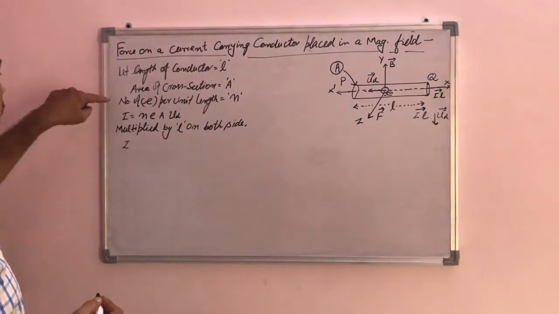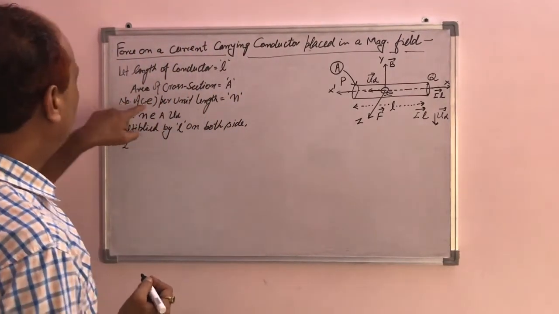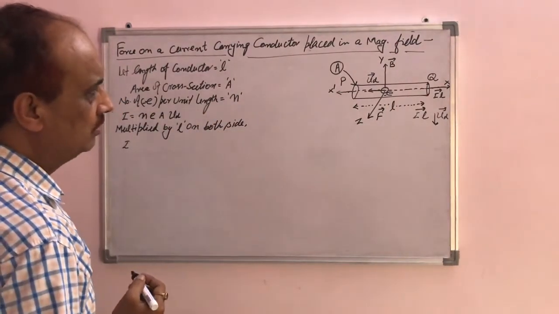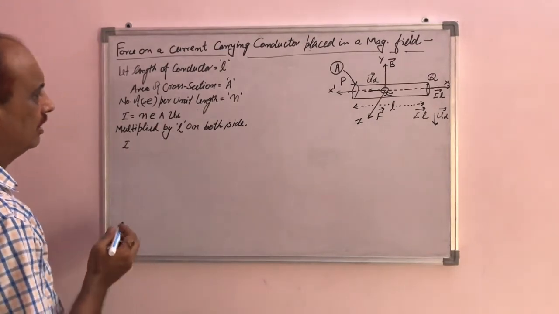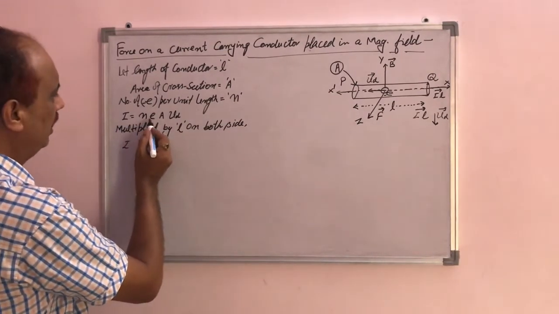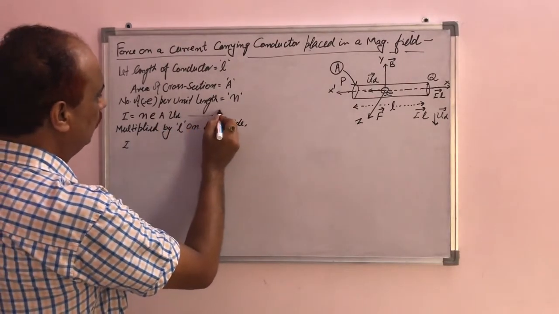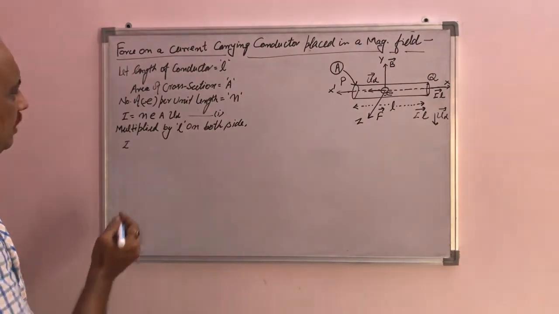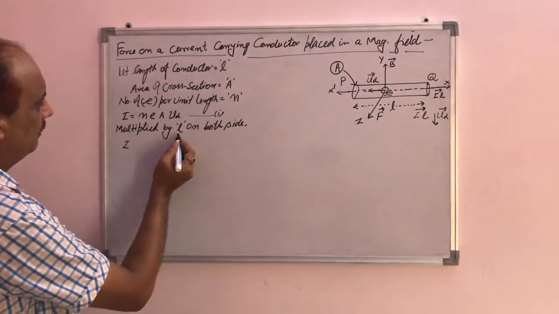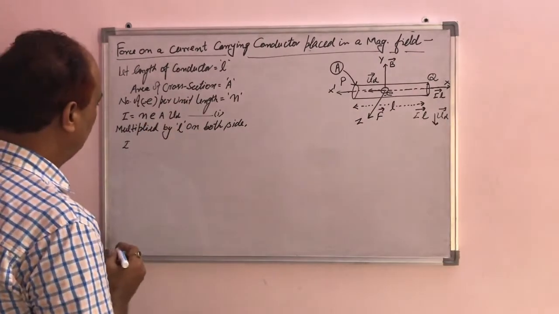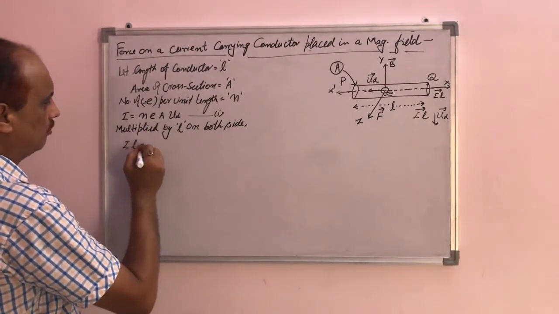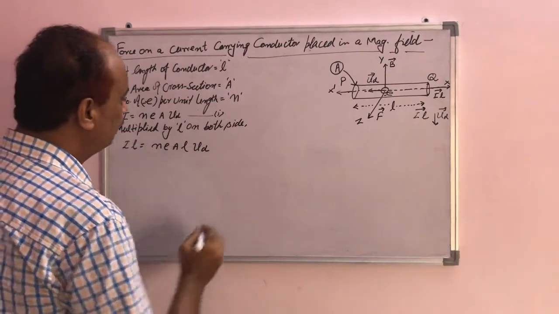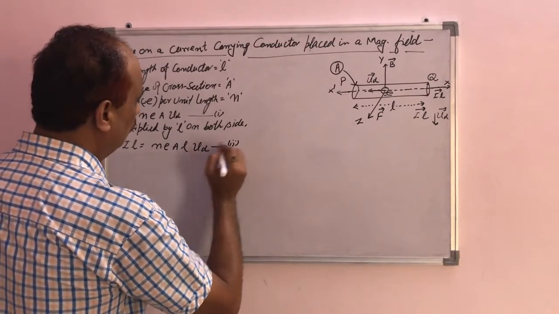Now, if the number of electrons per unit length in the conductor is small n, then the current flowing in that conductor is I equal to n e A VD. That is equation number 1. Now to find the force, we multiply by the length of the conductor L on both sides of equation number 1. So we get IL equal to n e A L VD. That is equation number 2.